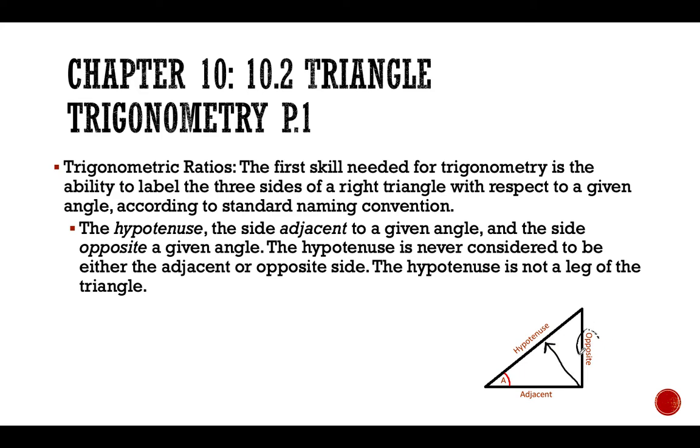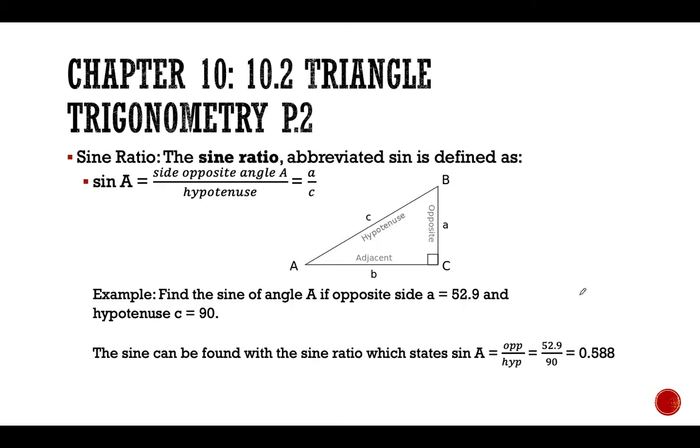The opposite side is the side that is directly opposite the angle in question, and the adjacent side is the side that touches the angle in question. The first ratio is the sine ratio, abbreviated SIN, and it is defined as sine A equals side opposite angle A divided by hypotenuse, which in the given triangle equals A over C.